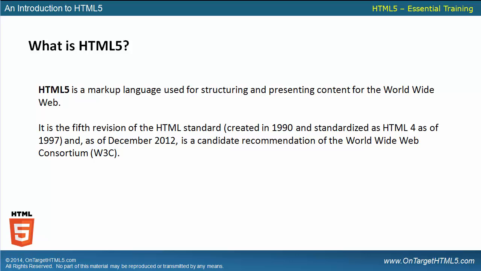So let's talk a little bit about HTML5. Alright, so what is HTML5? HTML5 is a markup language used for structuring and presenting content for the World Wide Web. It's the fifth revision or fifth generation of the HTML standard that was created in 1990 and standardizes HTML4 as of 1997. In December of 2012, HTML5 became a candidate for recommendation of the W3C Consortium, which is actually the standards body for the web.